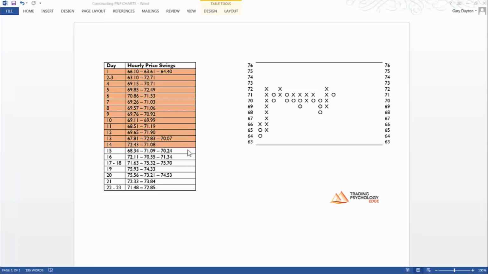The next day sees the market push up from the 71 level to 72.43. And so we put an X up there. Then it falls back to 71.08. And we again come and put, oh no, I'm sorry, 71.08. Yeah, no, we can't do that, can we? So we are at 72. And that's it for that day. Now, the next day, now we can put some more data in. The next day, the market slides down to 68.34.